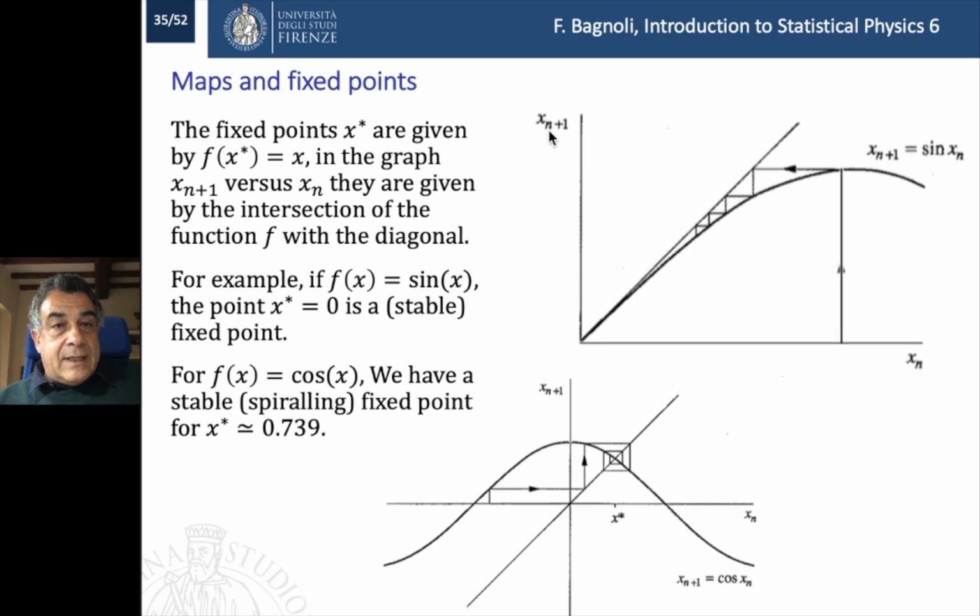But how do we study maps? The idea is that you can draw the map and the diagonal. You start from a certain point, you find the value, for instance the sine in this case, or the cosine in this case, and then you have to put this value back in. The best way is to go to the diagonal, then to the function, and so on and so on. For instance, in this case you see that you have a convergence here, while for the cosine map you may have an oscillating stable point here.